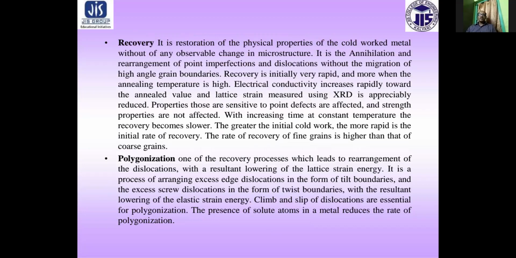Recovery is the restoration of physical properties of the cold work metal without any observable changes in the microstructure. It is the annihilation and rearrangement of point imperfections and dislocations without the migration of high angle grain boundaries. Recovery is initially very rapid, and more so when the anneal temperature is high. Electrical conductivity increases rapidly towards the annealed value, and lattice strain measured using XRD is appreciably reduced. With increased time at constant temperature, the recovery becomes slower. The greater the initial cold work, the more rapid is the initial rate of recovery.